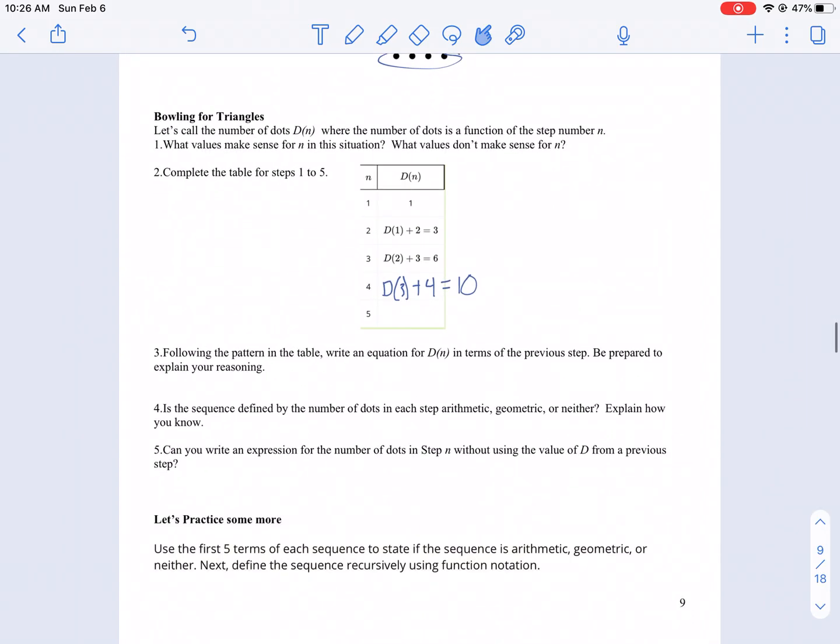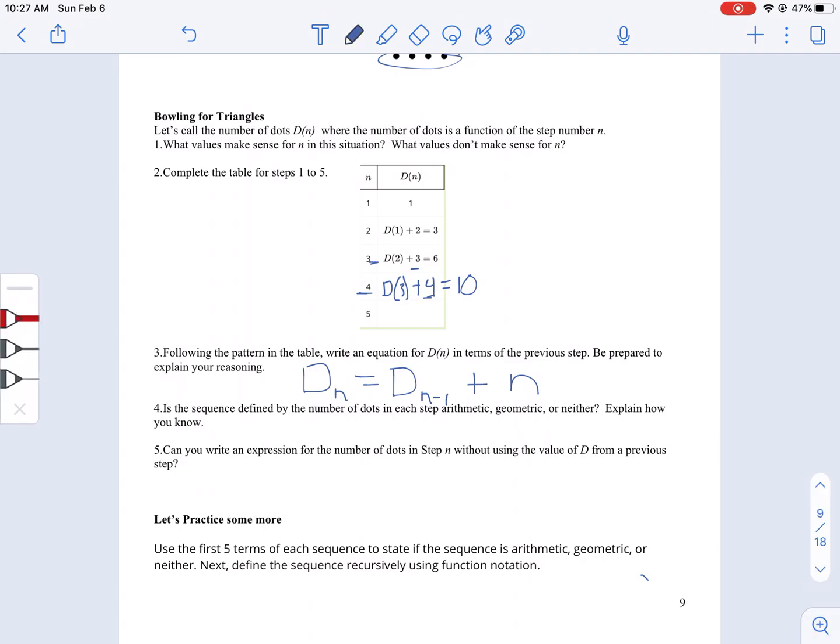So following the pattern in the table, write an equation for D sub n in terms of the previous step. The way we do this is, if we want the 5th step, you'll notice we're adding that number, but we want the previous. So the way we write previous is D sub n minus 1 plus that number. So we take how many were in the previous plus that step that we're on.